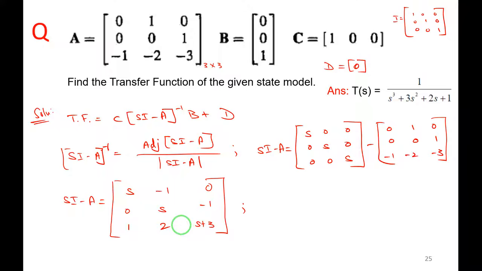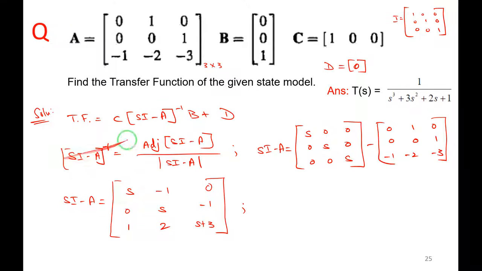We were discussing this numerical in the morning. Vectors A, B, C are given. D is not given, which means it is 0. Find the transfer function of the given state model. We know the transfer function equation is C (SI minus A) inverse B plus D. I already told you how to remember it: matrix C, matrix B, matrix D.